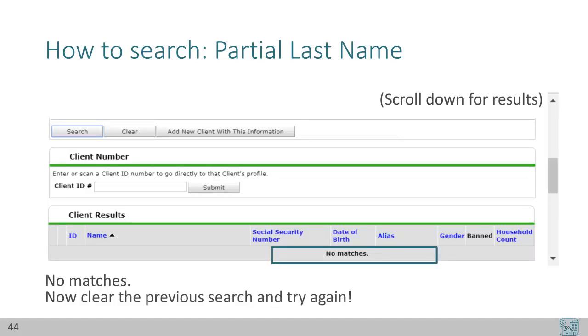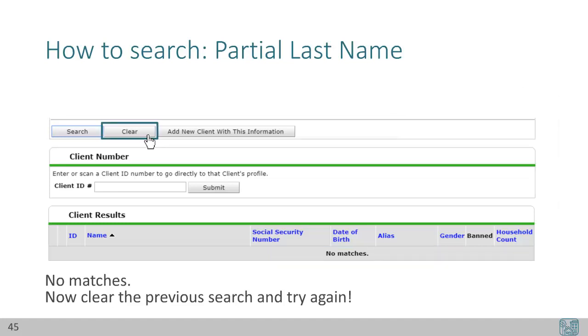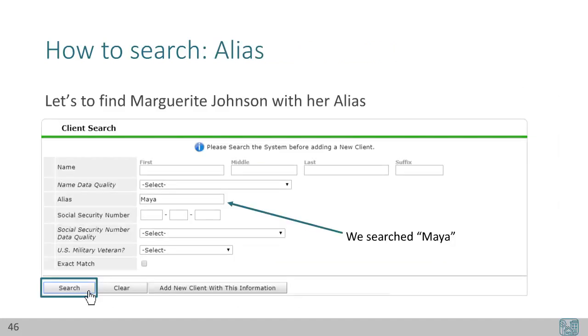No matches again. Now we clear the search and try again. Click Clear and scroll up. If we had a client that used an alias, we could search using Alias. Since Henrietta doesn't have a nickname, we're going to use a different example. Let's search for Marguerite Johnson's profile with her alias Maya.